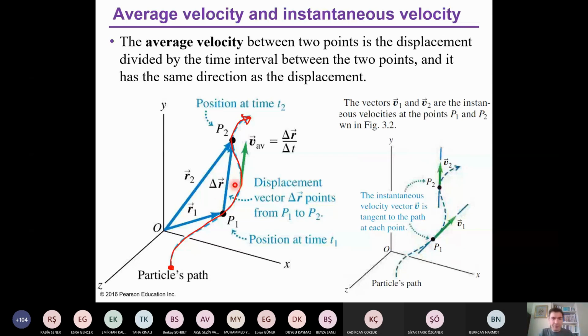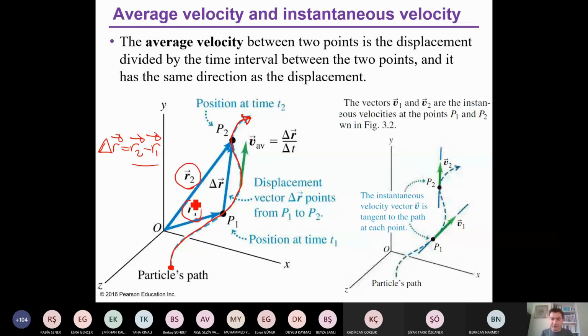So here from position 1 to position 2, we have the displacement vector. So we have to find this displacement vector. What was delta r? Let me write delta r here. Delta r is r2 minus r1. So what do you see here? Vector subtraction. r1 is this one and r2 is this one.